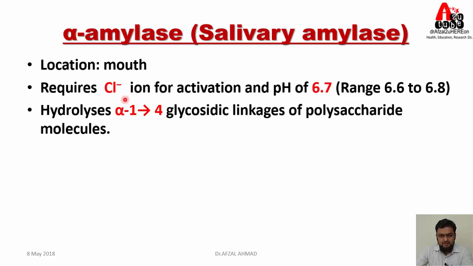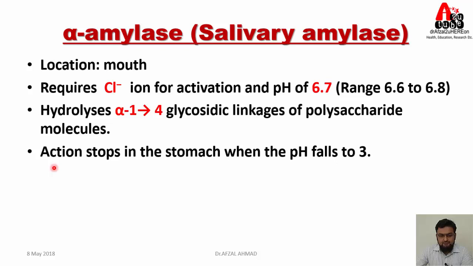Under the activation of chloride ion and optimum pH, this alpha amylase acts on the alpha 1,4 glycosidic linkage present in the polysaccharide molecules of the carbohydrate diet and hydrolyzes this bond. So it acts as a hydrolase enzyme. It acts on this bond and breaks down the polysaccharides into different constituents. The action of alpha amylase stops when the food reaches the stomach from the oral cavity. Why? Because of the pH.